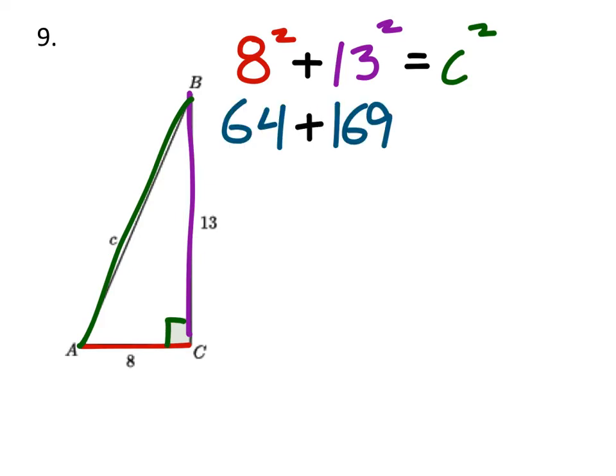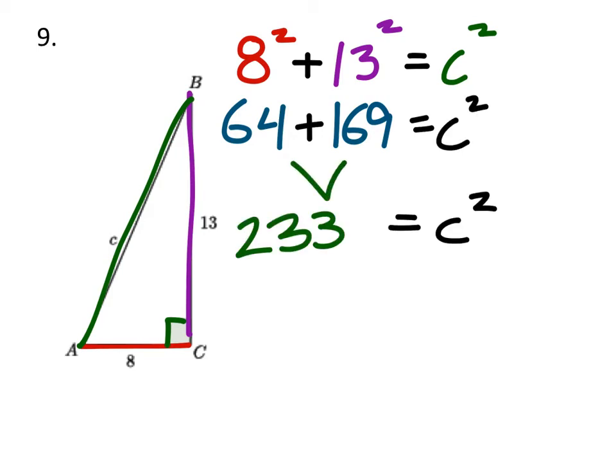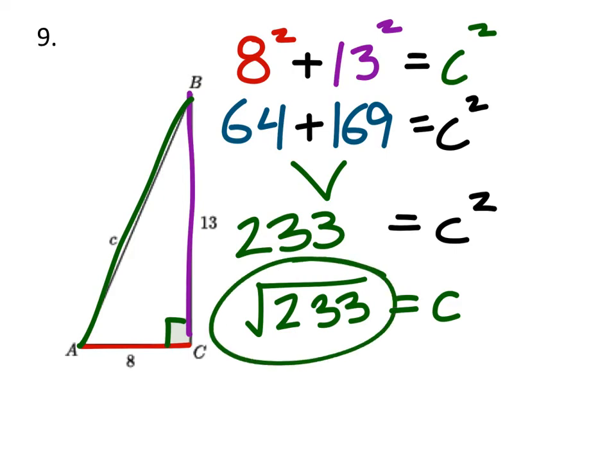And when I add these together, I get the hypotenuse as a square. So combining these, from here, if I just wanted the hypotenuse, which is C, not the square of C, then I would take that 233 and square root it. And that would be my answer right here.